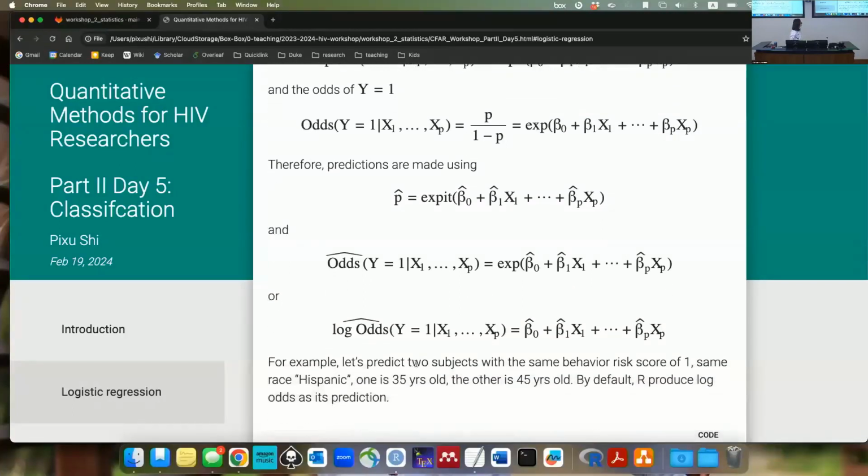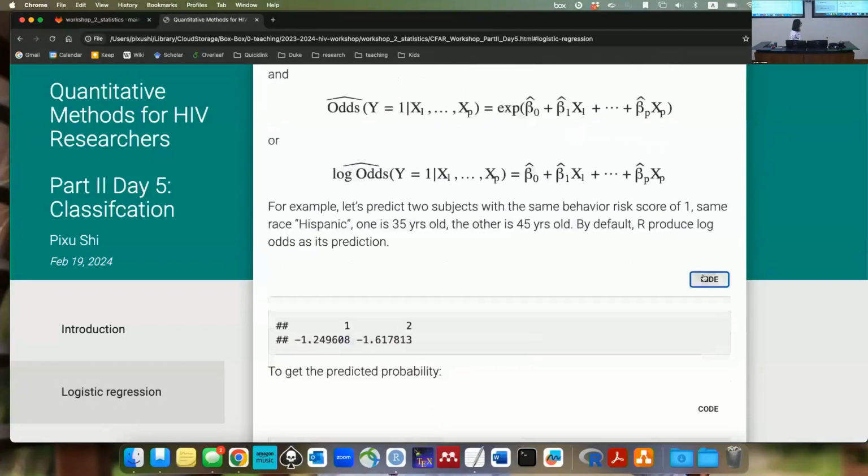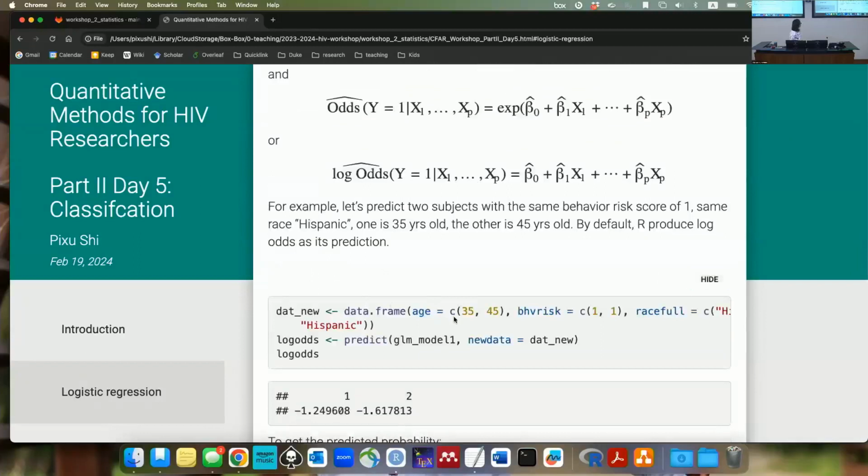So suppose that we have two subjects with the same behavioral risk score of 1, same race, one is 35, one is 45. Then you can construct a new data frame that has these patients in there: age, behavioral risk, and race. Then using the predict function, you just need to plug in your new data and your trained logistic regression model here. By default, the predict function is going to give you the log odds, which is just a linear combination of things. It's going to be a real valued number.